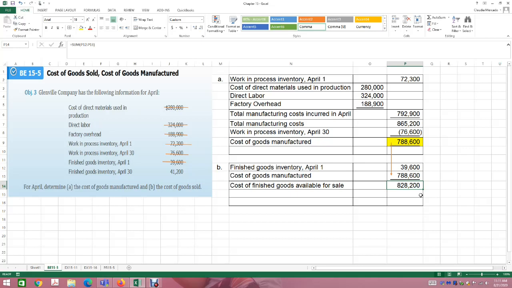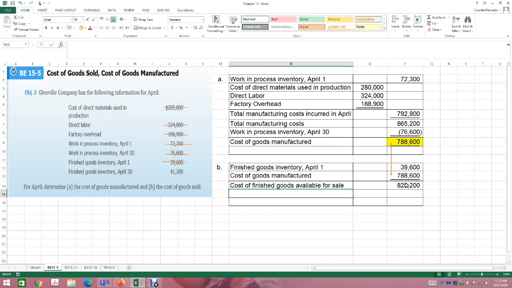Did we have any sales during the month of April? Well, we're not provided with that number. We need to figure out what my cost of goods sold is. So I know that we have $828,200 available for sale. Now the problem tells us that at the end of April you have $41,200 worth of merchandise sitting in your warehouse that you have not sold. So at the end of the month you have $41,200 that you have not sold.